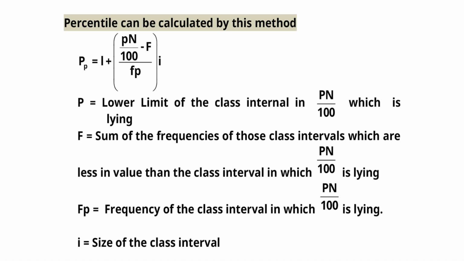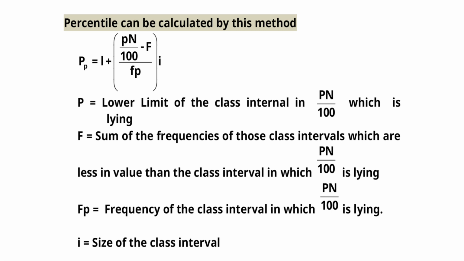Now, L. L is the lower limit of the class interval in which pn/100 is lying. How will it be? We find the class interval in which pn/100 is lying, and the lower limit of that class interval will be L. Then fp is the frequency of the class interval in which pn/100 is coming. Capital F is the sum of the frequencies of those class intervals which are less in value than the class interval in which pn/100 is coming.